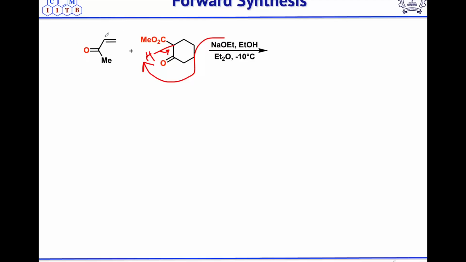So this is having this alpha beta unsaturation. Okay, so this is the more electrophilic site, delta positive. So this carbanion will attack this MVK in a 1,4 fashion, and you will get the corresponding Michael addition product, right? Michael addition product.